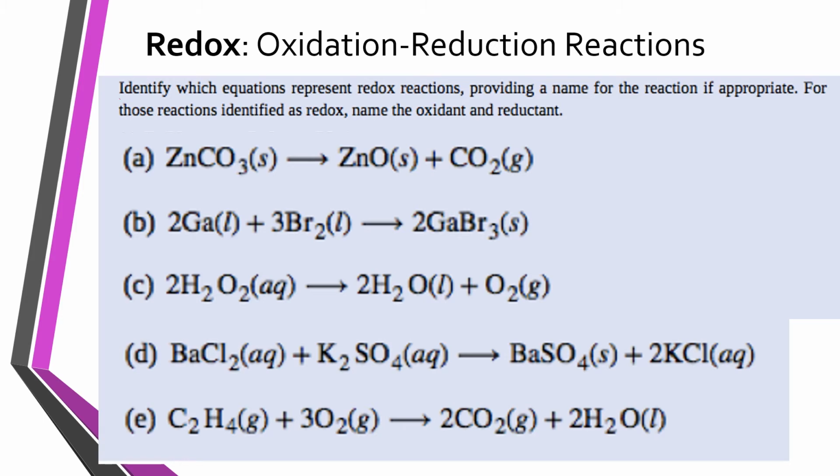So in order to identify which equations are redox, we have to determine if any oxidation states changed. If no oxidation states changed at all, then that means there's no reduction or oxidation, so it wasn't a redox reaction. So in zinc carbonate, zinc is going to be +2. Carbonate has to add up to -2, so oxygen is -2 times 3 is -6. To leave a leftover charge of -2, that means carbon is +4. That looks like a 9. Oops.